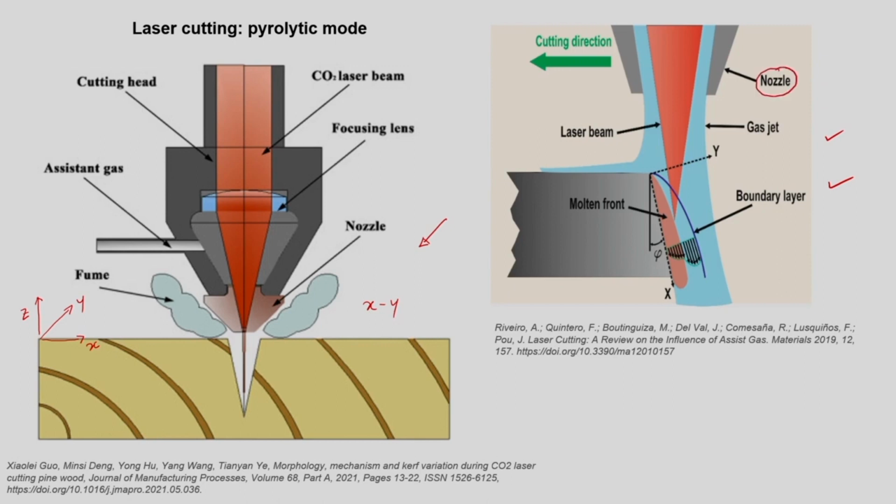Here, the gases come through the nozzle, and the same nozzle is used to apply the laser beam over the work material. This is the laser beam which is focused on the work material here. As the work material interacts, there is vaporization and melting, and a molten front is generated. This molten front has to be taken away, so for that purpose we use high pressure inert gas jets so that the material can be removed.